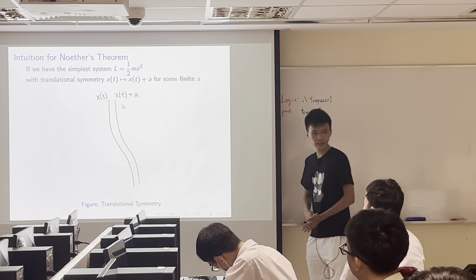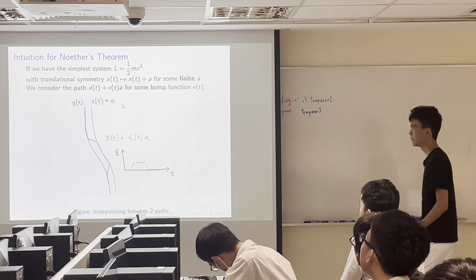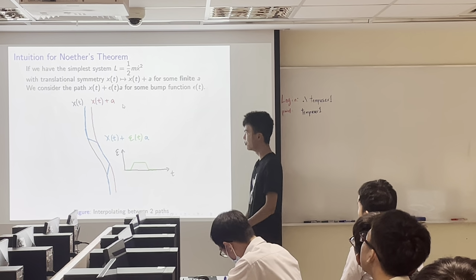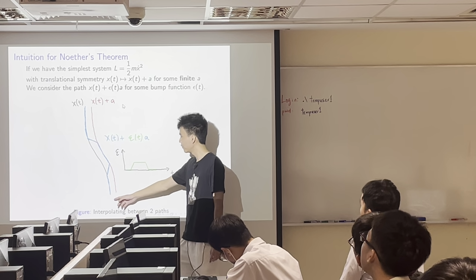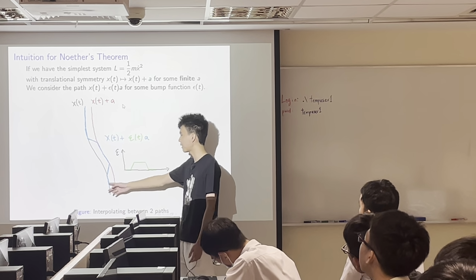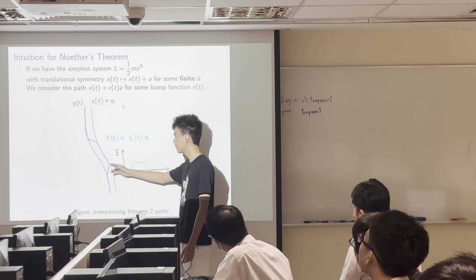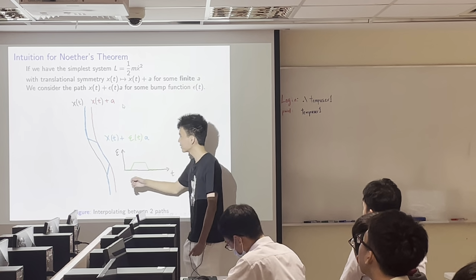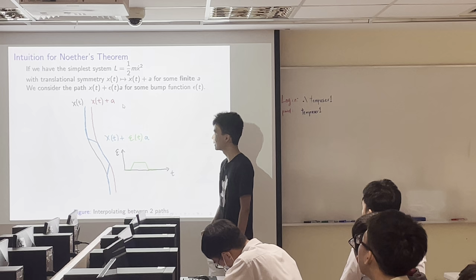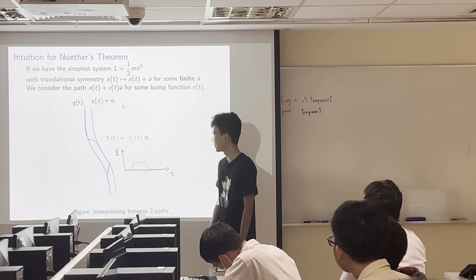Okay, so if you have translation symmetry, what if I construct a new path, which is the blue path, which interpolates between the black path and the red path? So I go along the black path for some time, then I move to the red path, then I go along the red path for some time and move back to the black path. Okay? So this interpolated path, right? Question: does it minimize the action or not?